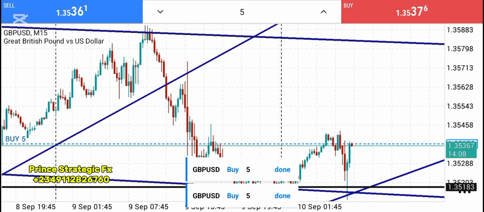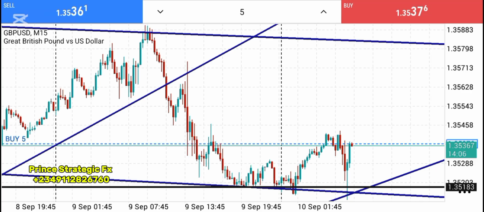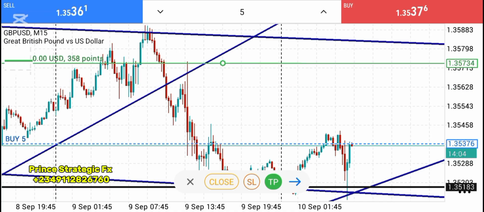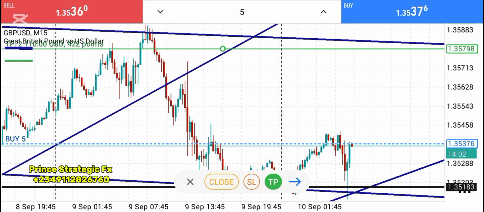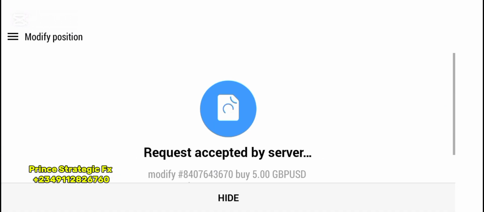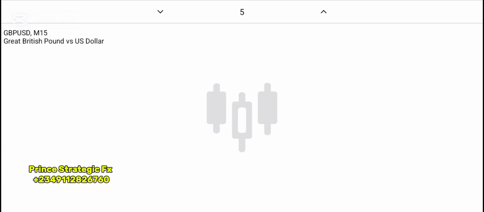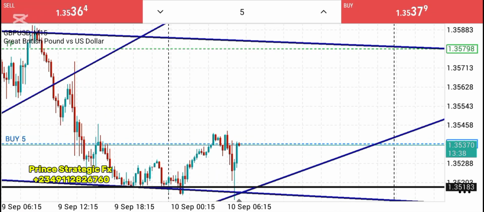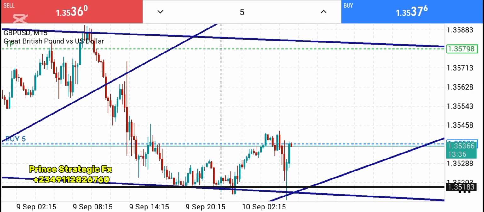So I bought this market from here, and where do I want to take profit? I want to take my profit from somewhere around here. Very simple, just like that. Good. Now, where is my TP? Okay, sorry about that. So where is my TP?